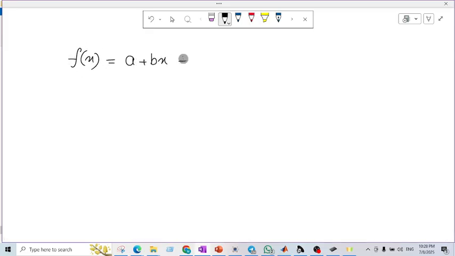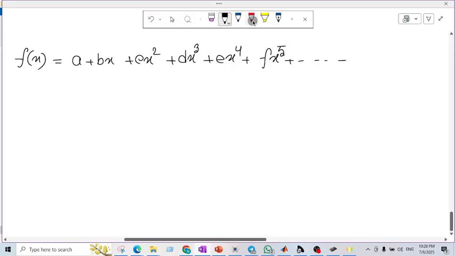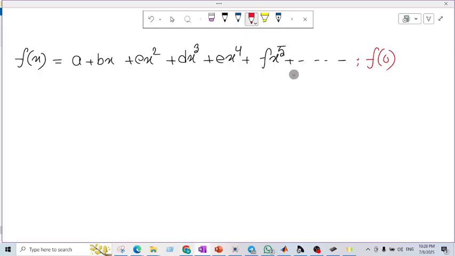So let's start. So f of x, let's say we have assumed that a plus bx plus cx square plus dx cube plus ex to the power 4. Let me take some more, fx to the power 5, and this is an infinite series. Okay, now so we have to differentiate this f of x. Okay, let me do another thing. Let me find what is f of 0. So if x is equal to 0, so these terms will be equal to 0, right? And only the first term will remain, a, because if you take x is equal to 0, this full term will be equal to 0.